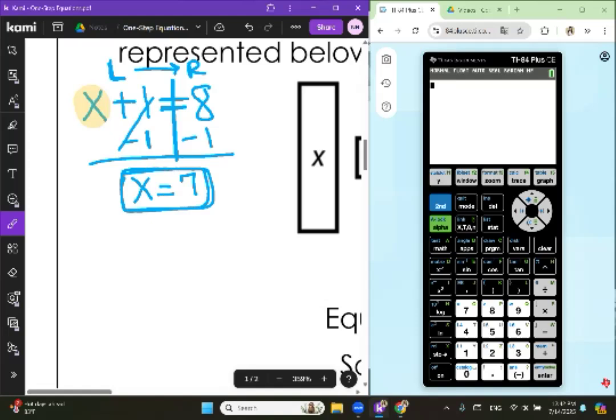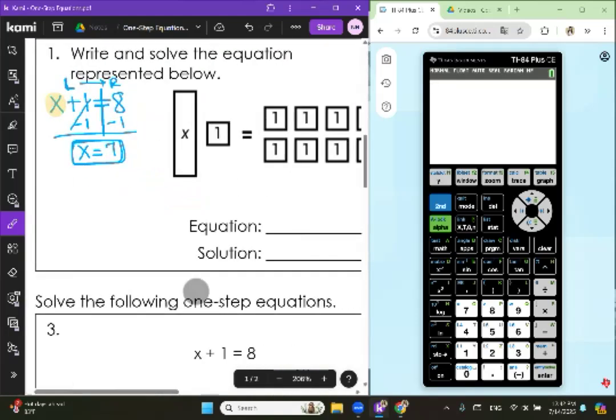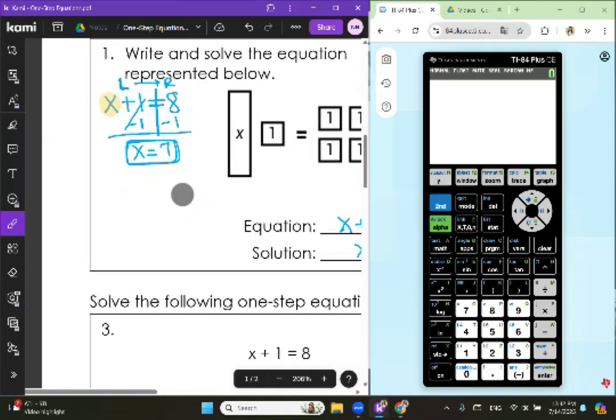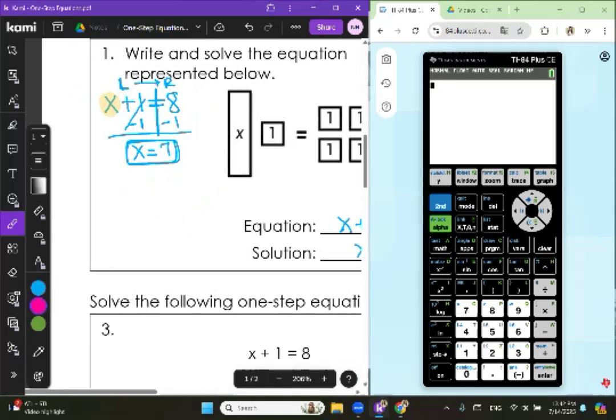Now you can double check yourself. Let's write this down though. X is the equation, the solution is x is equal to 7. You can check your answer by taking that 7, plugging it back into the original equation. The original equation that we had written was x plus 1 equals 8.